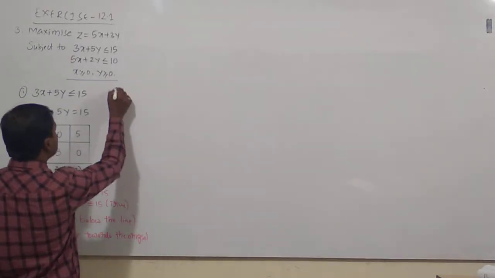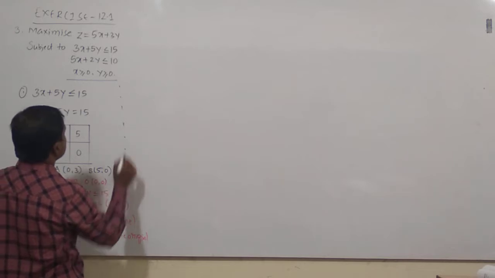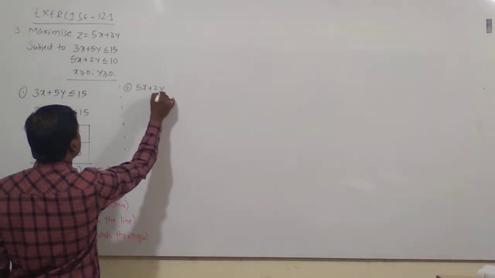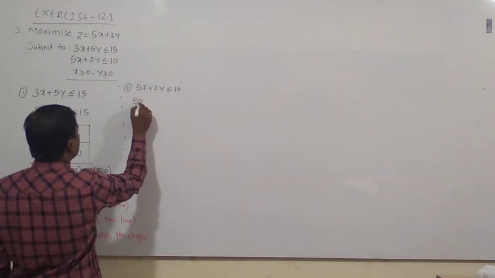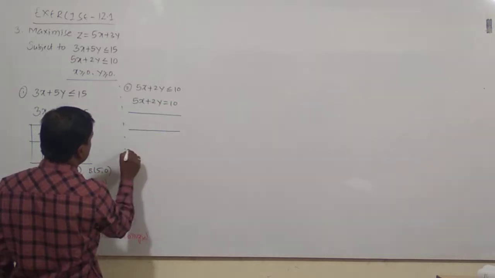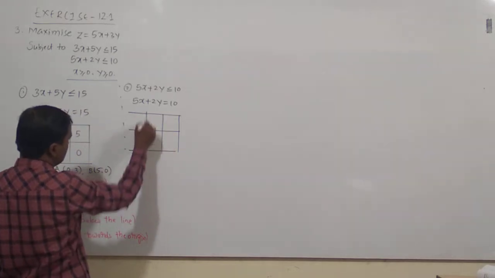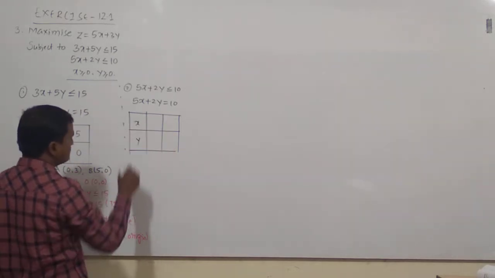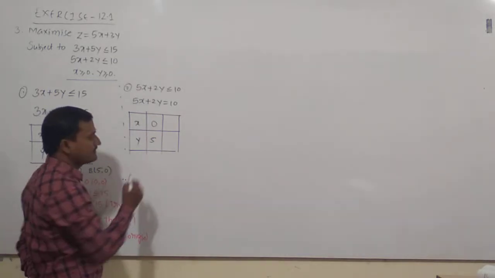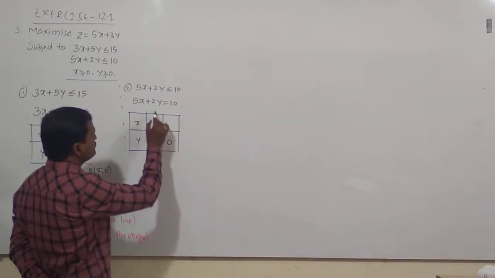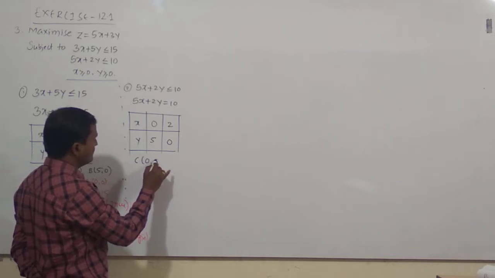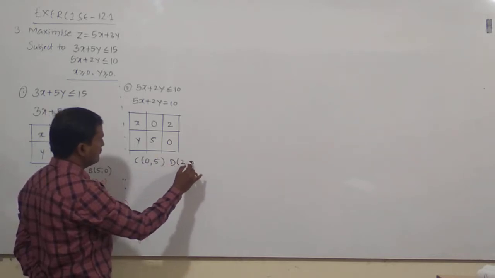The second inequality is 5x plus 2y less than or equal to 10, hence it becomes 5x plus 2y equal to 10. So clearly, what does it represent? Again it represents a straight line. To draw a straight line we need 2 points x, y. Substitute x equal to 0. What is the value of y? 5. Substitute y equal to 0. What is the value of x? 2. So therefore point C is 0 comma 5, and point D is 2 comma 0.